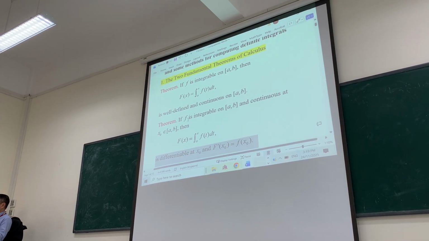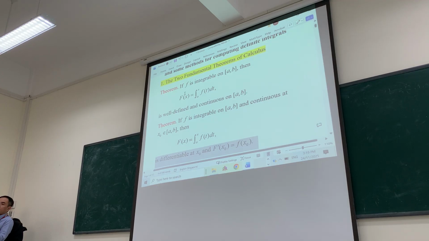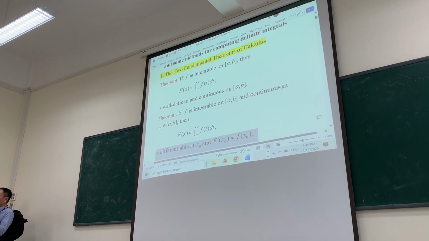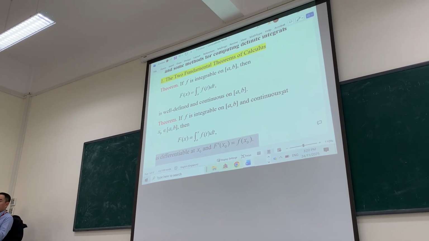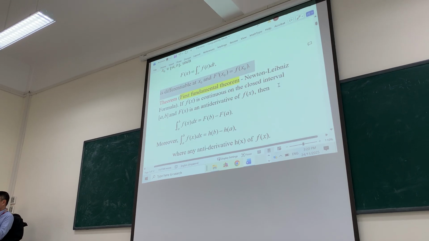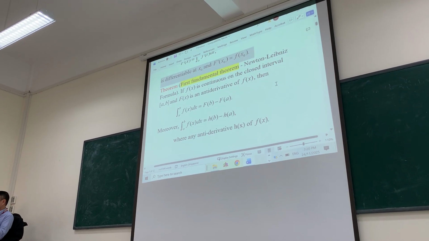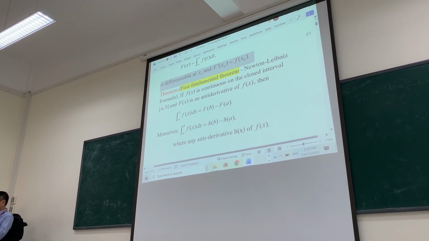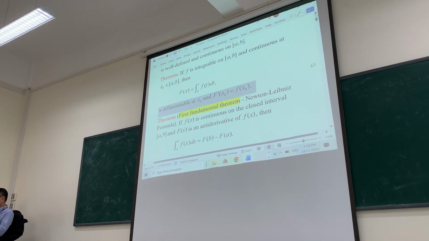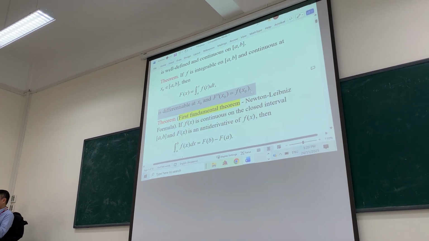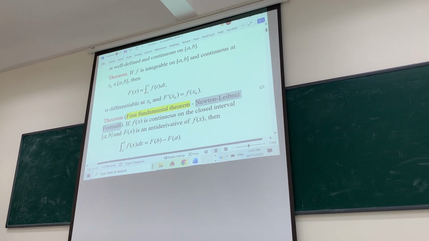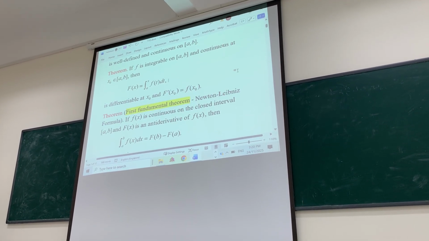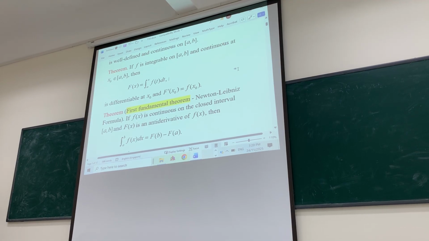Based on the theorem here, you can derive the first fundamental theorem. In that way, you can use the antiderivative to compute definite integrals. Now, let's see the first fundamental theorem, the Newton-Leibniz formula. Now we can see the content of the theorem.